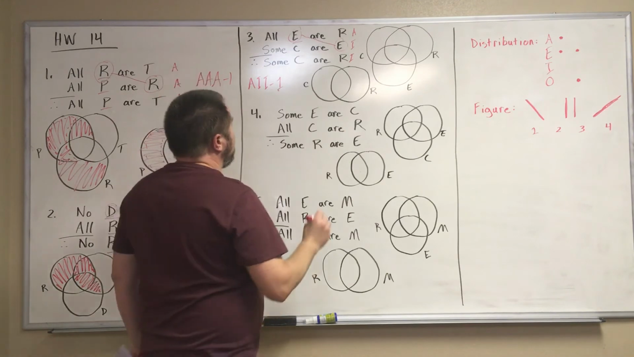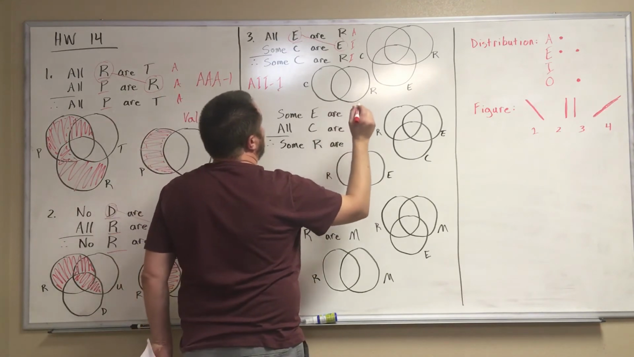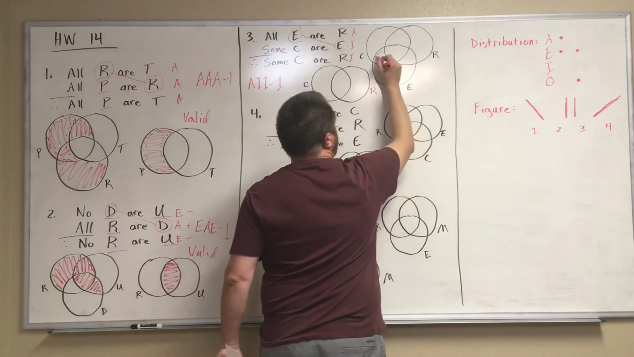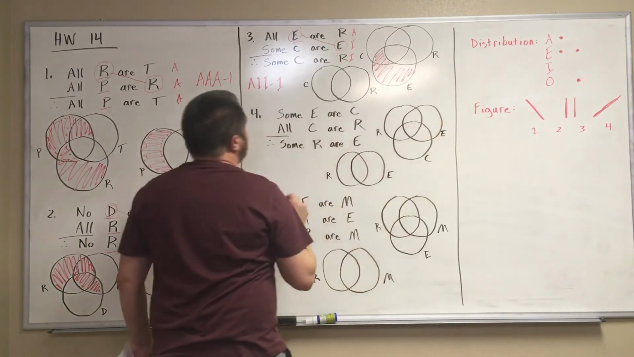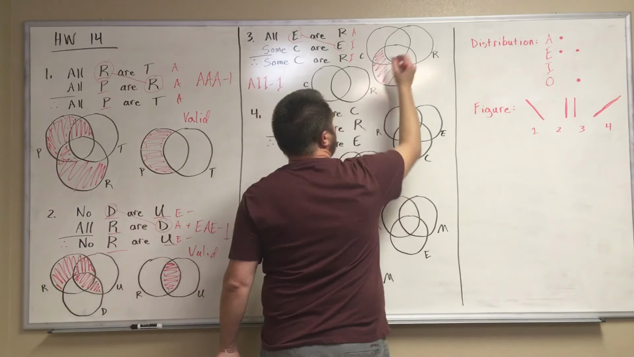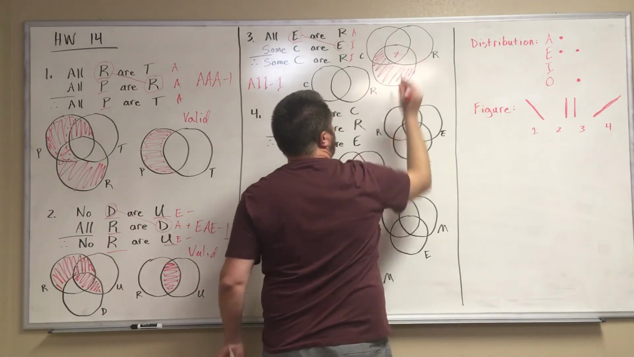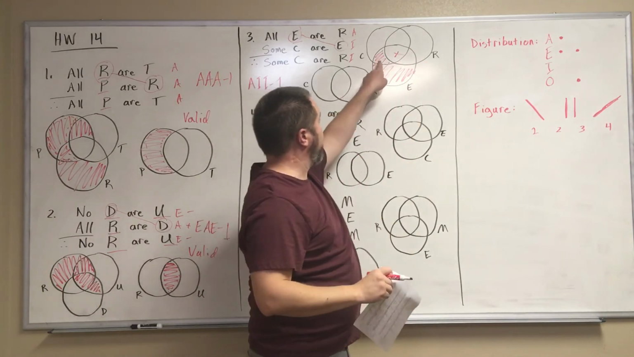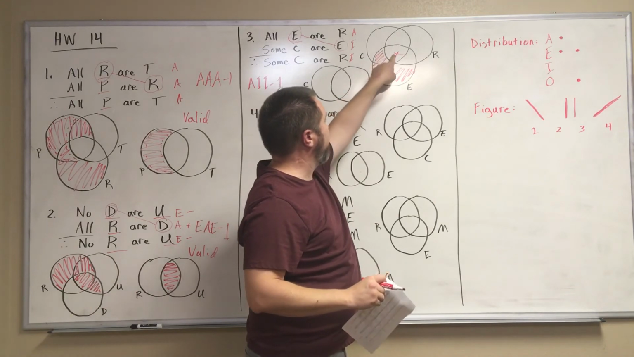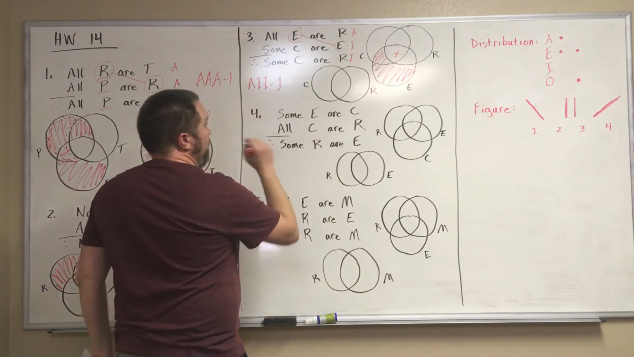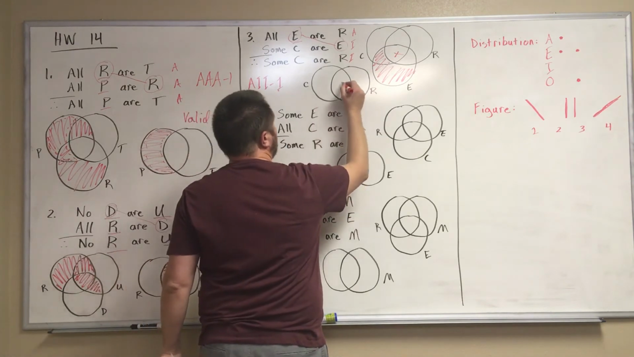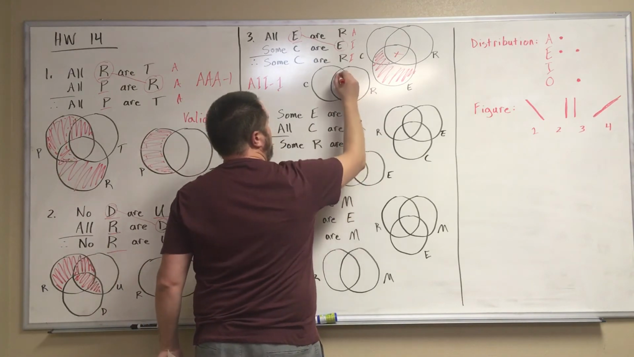Alright, so let's fill in the Venn diagram. All E are R. Eliminate this part at the bottom. Some C are E. So there's the crossover, and we've already eliminated this area over here, so the X has to go in that middle spot. And then the conclusion, some C are R.